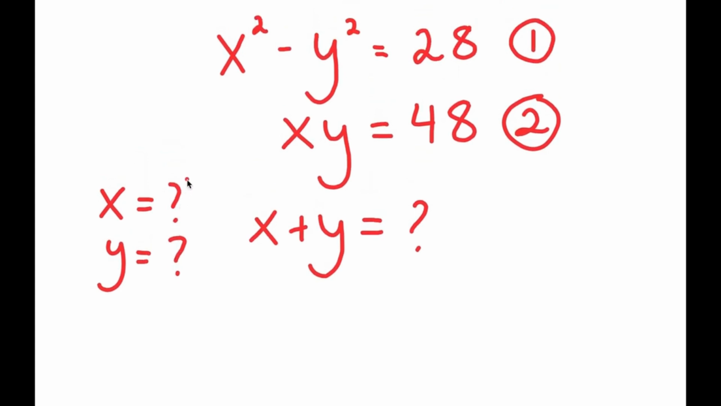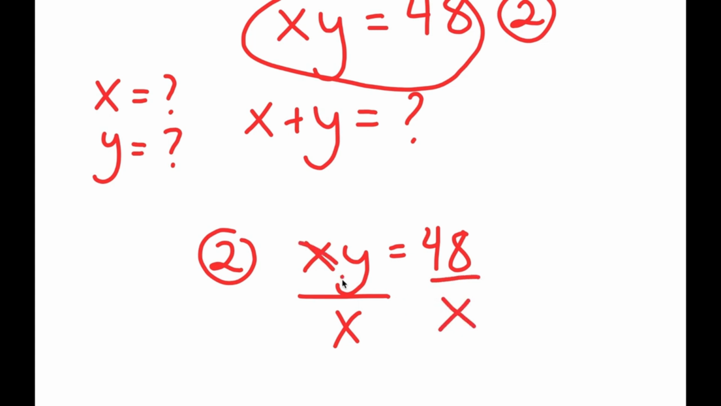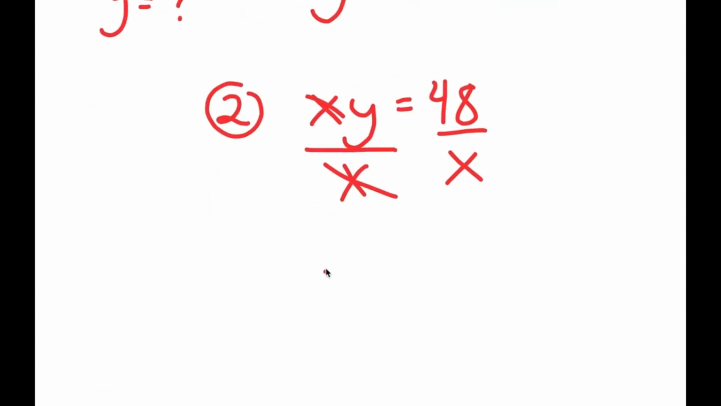So to start, I'm going to use my second equation here. Equation 2 is x times y equals 48. And I'm going to solve for one variable in relation to the other. It doesn't matter which one, but in this case, I'm going to solve for y. To solve for y, I have to isolate it, meaning I have to get rid of this x by dividing both sides by x. So I get y is equal to 48 over x.